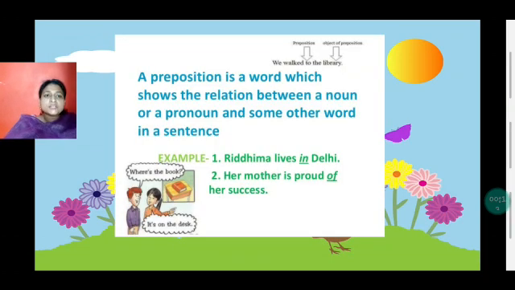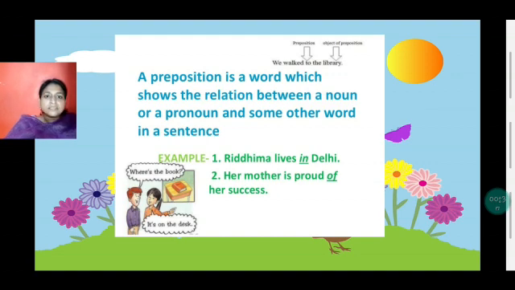A preposition is a word which shows the relation between a noun or a pronoun and some other word in a sentence. This part of speech preposition is talking about two different parts of speech like noun or a pronoun. So that relationship can be said with the help of preposition.